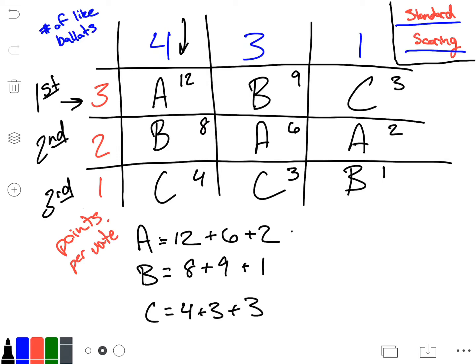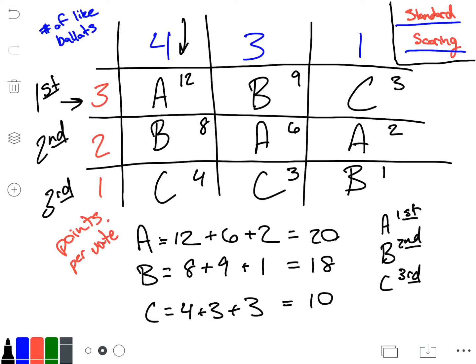So now we just do the simple addition. 12 plus 6 is 18, plus 2 gives us 20. 8 plus 9 plus 1, that's 18. And then C will be 4 plus 3 is 7, plus 3 is 10. So these are already in order, but if we were to rank them, it'll be A in first, B in second, and then C will take up third.